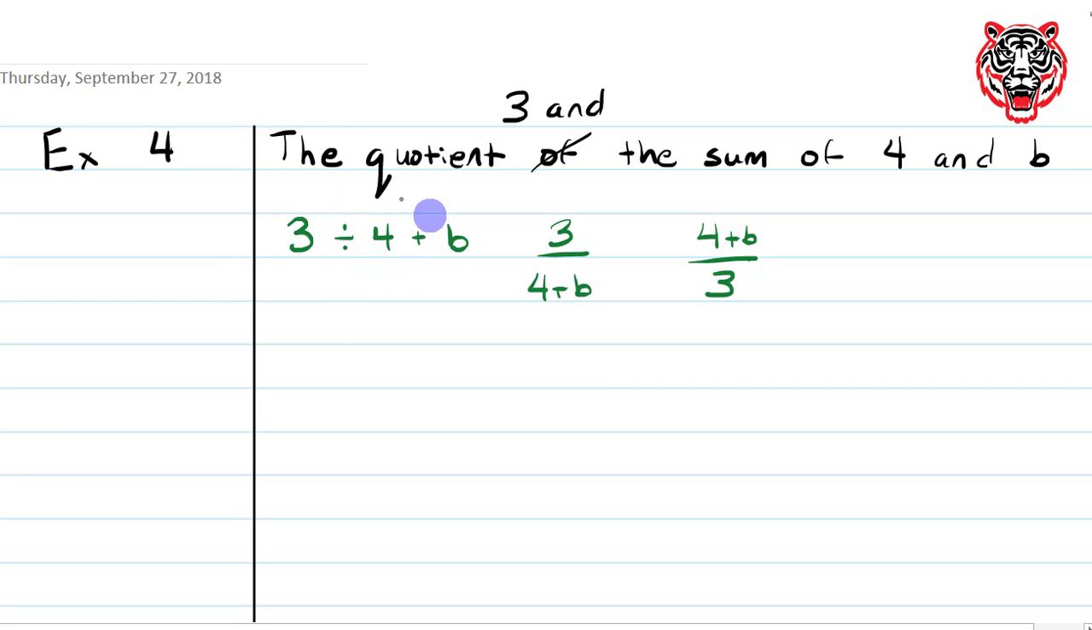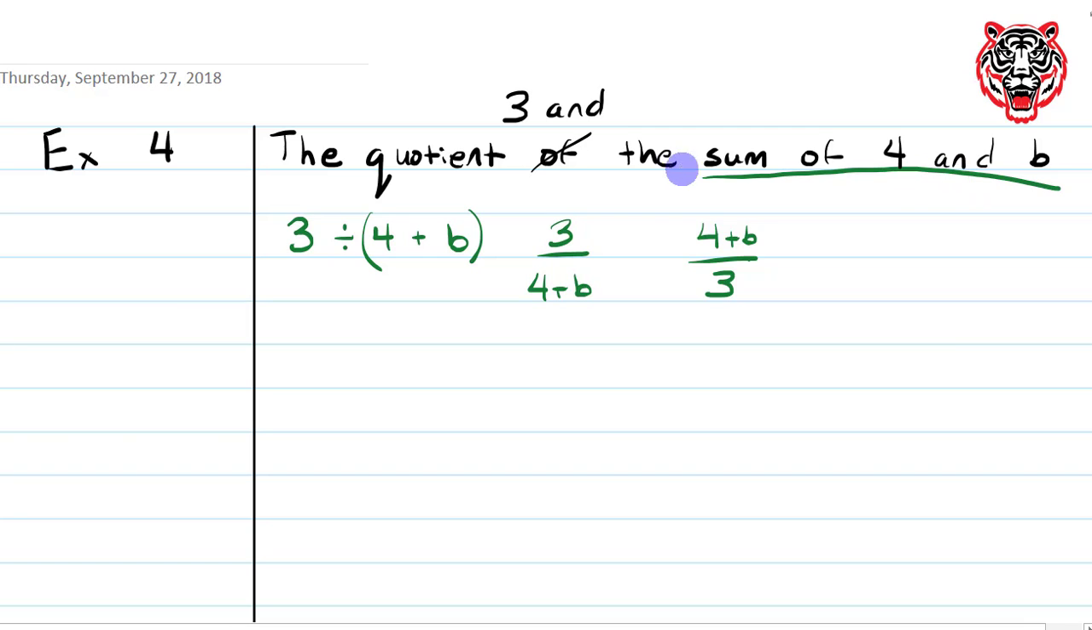So this idea works. 3 divided by 4 plus b. It can be improved, though, because the sum of 4 plus b is like one statement right here. So this 4 plus b, the way that we could fix this answer is by putting parentheses around it, and then it would have worked. If you put parentheses around here, you had the answer correct.